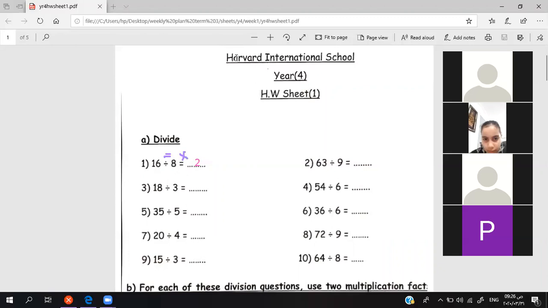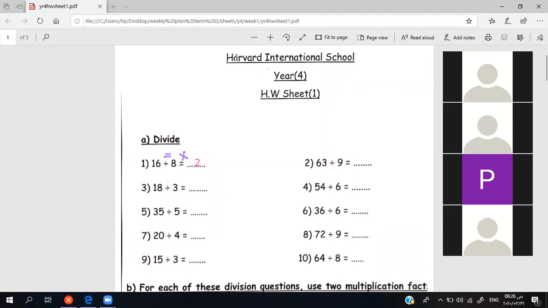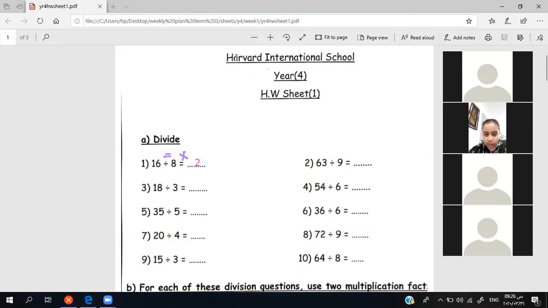Number 2. What times 9 is going to give me 63? Sadil, are you with me? Sadil, can you hear me? 6, 7. I know that.